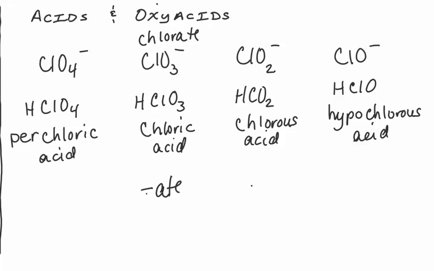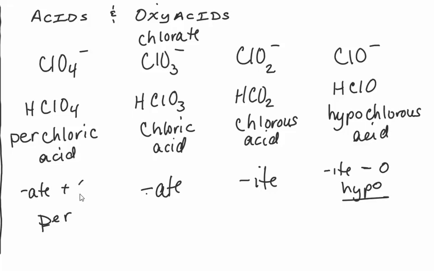So the ic acid starts with my ate anion. The us acid starts with an ite anion. The hypo is used when I have ite minus an oxygen. Then we use per when I have ate plus an oxygen. So these oxy acid rules can be tricky, but the chlorate anion is what we use most in order to display this rule.